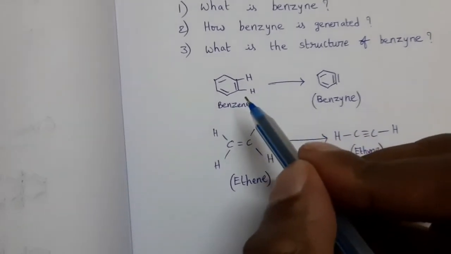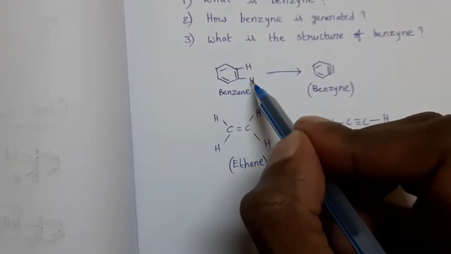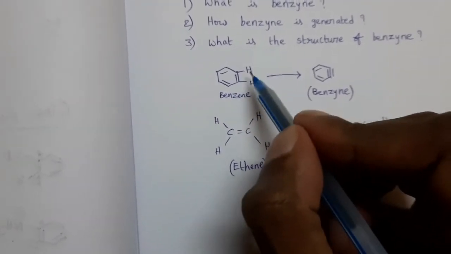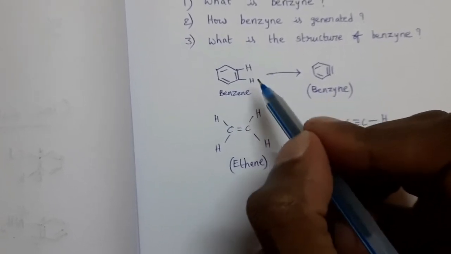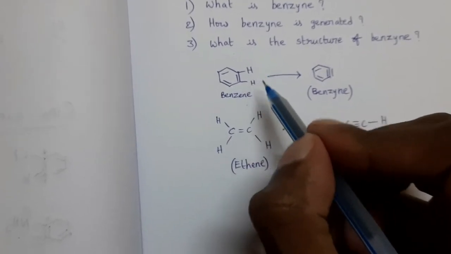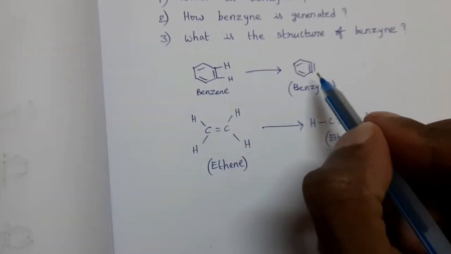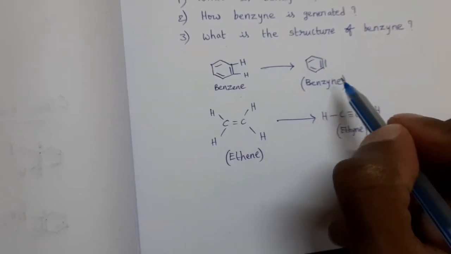In the same way, here benzene. From this, with respect to this is ortho position. With respect to this, that means adjacent carbon atoms. Simply say, from adjacent carbon atoms, hydrogen atoms are removed. Then triple bond formation takes place. The formed species is called benzyne.